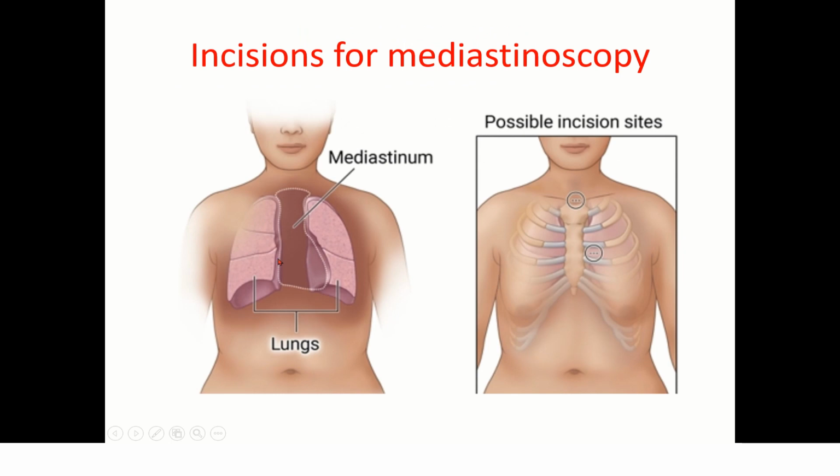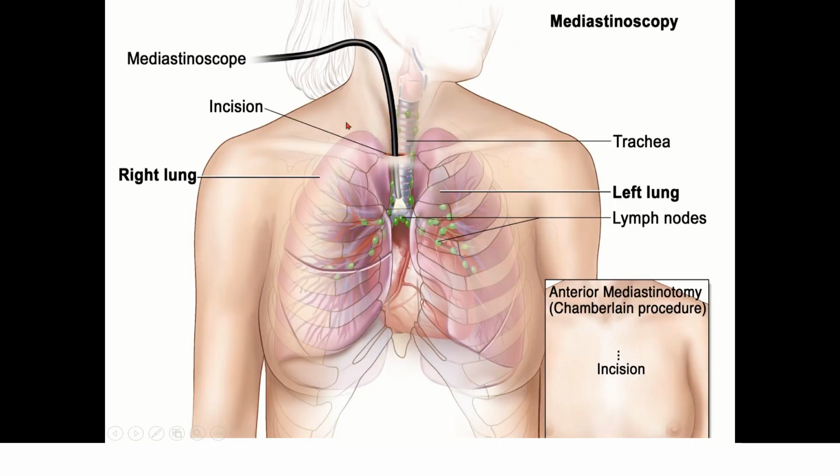You can see here, this is the entire part of the mediastinum which needs to be visualized. We can access it either from here or from here. You can see two locations, the preferred sites for incisions for mediastinoscopy. You can see the mediastinoscope inserted here to look into the mediastinal structures, and we can also use biopsy instruments to collect any kind of biopsy from the structures here.